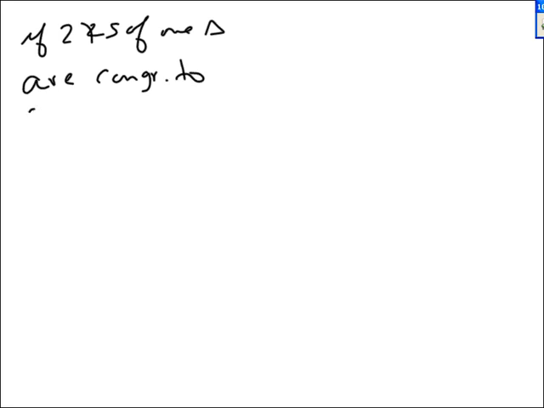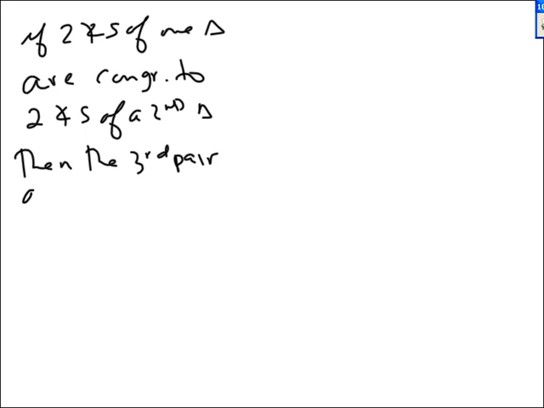Okay. If two angles of one triangle are congruent to two angles of a second triangle, then the third pair of angles are congruent.